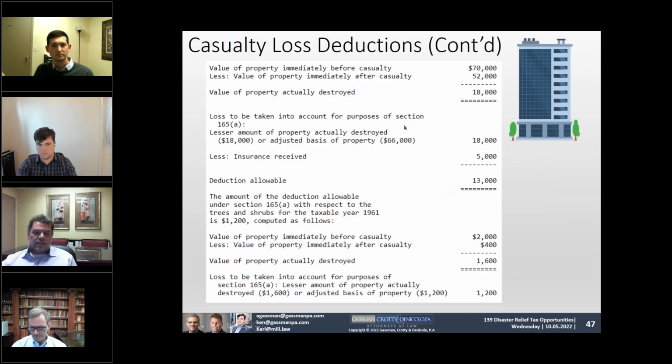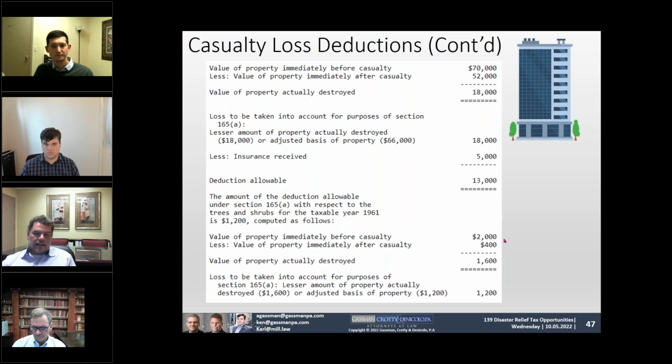So walking through the calculation, we have the value of $70,000 prior to the casualty event. It's only worth $52,000 after the casualty, so we have an $18,000 possible casualty loss. What we have to do first, in addition, is reduce that by $5,000 because that was the insurance that was received. So we have our $13,000. It's less than the basis, so we're okay there. So the casualty loss with respect to the building is $13,000.